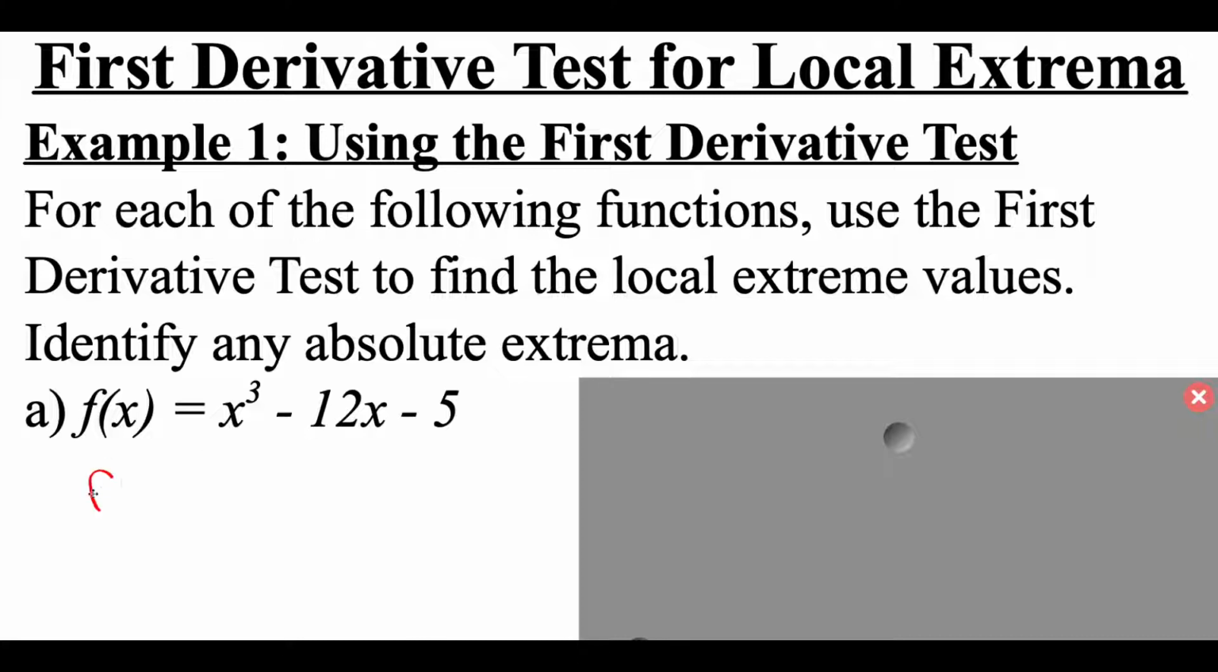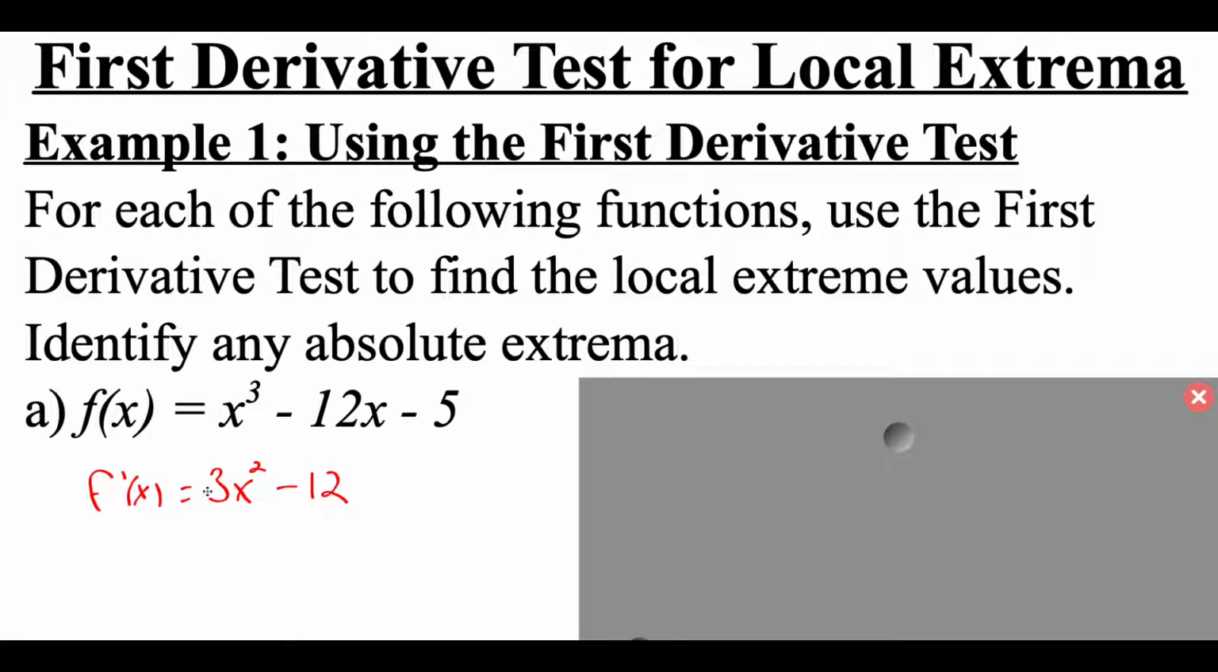So if we just use the power rule in here, that x cubed is going to turn into 3x squared, and then where we've got this negative 12x, that'll derive just into negative 12, and then with that negative 5, that's just going to derive into 0, so we don't need to put the 0 on the end.